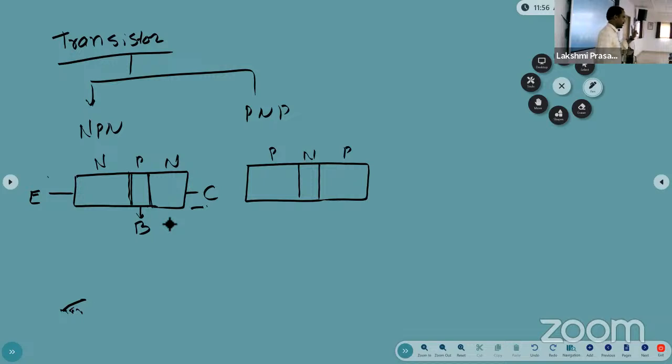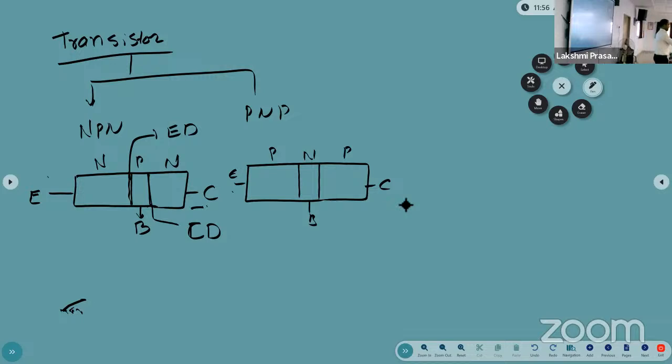The junction between the emitter and base is called the emitter diode. You can write the full form. Okay, that is called the emitter diode. The junction between the base and the collector is called the collector diode. And similarly here also, emitter, base, collector.